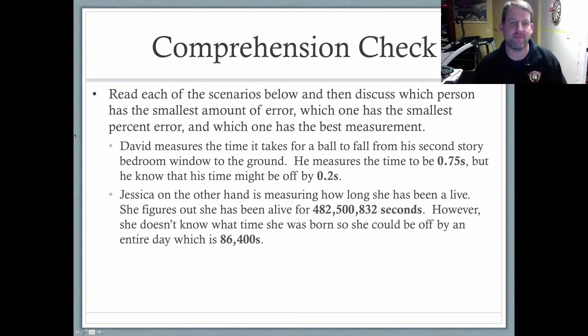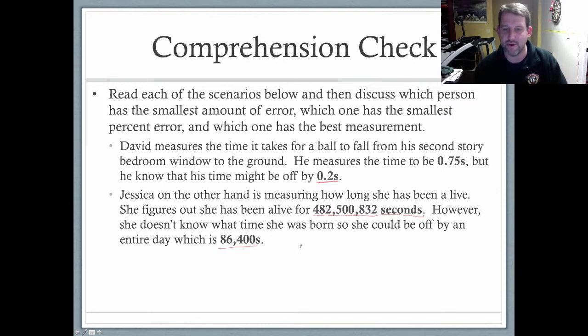If not, we'll move on to the next slide. So let's read over this. David measured the time it takes for a ball to fall from a second-story bedroom. And he measured that time to be 0.5 seconds. But David knows from just using a stopwatch that he might even have 0.2 seconds of error in that number. Right? Which is a really short amount of time. He's pretty quick. His thumb's good. And then Jessica measures how long she's been alive. And she figures out she's been alive for this many seconds. The only problem is she doesn't know what time she was born on her birthday. So she could be off by an entire day worth of time, which is 86,400 seconds. So this number could be high or low by 86,400 seconds.